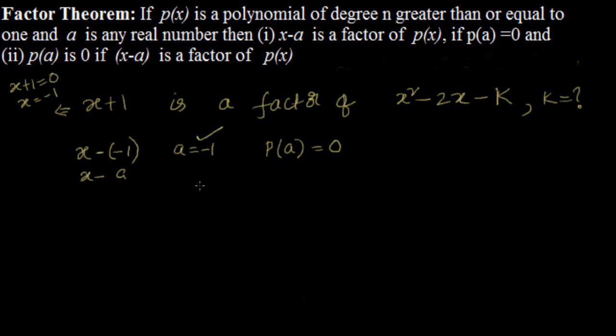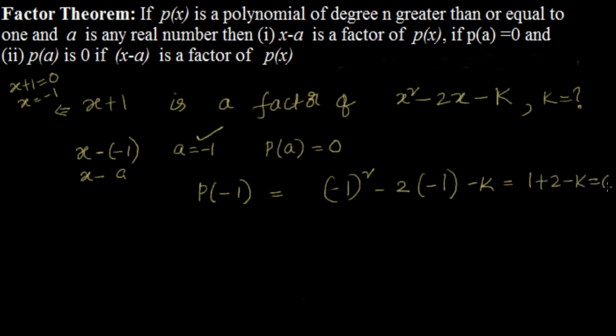If I substitute that, p of minus 1 is equal to minus 1 whole square minus 2 into minus 1 minus k. That's nothing but 1 plus 2 minus k equal to 0. So k equal to 3. Let me repeat that again. Given that x plus 1 is a factor of x square minus 2x minus k, find the value of k.